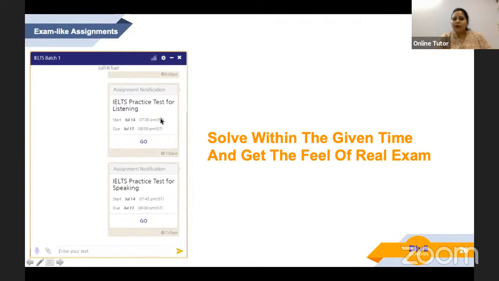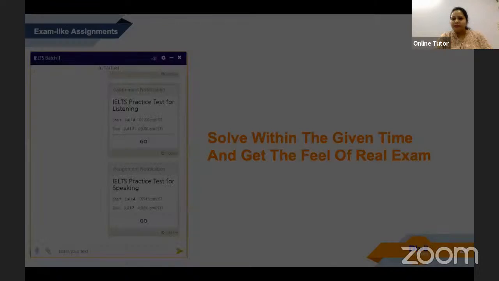So you are provided with assignments on a regular basis. You are provided with a time limit to solve the assignments and submit them back. This gives you a feel of the real exam. The assignments are similar to what you actually get in the IELTS exam. They are appropriately timed. So once you attempt these assignments, you get a real feel of the exam.